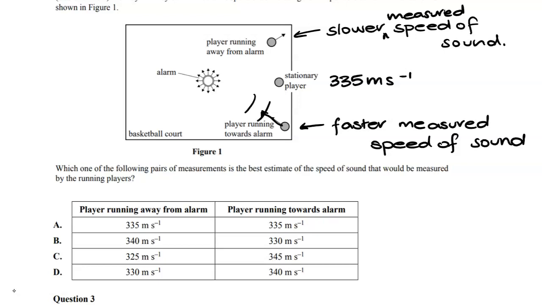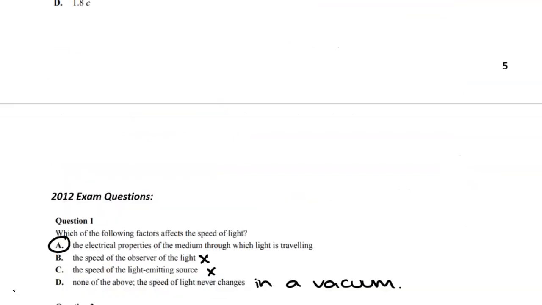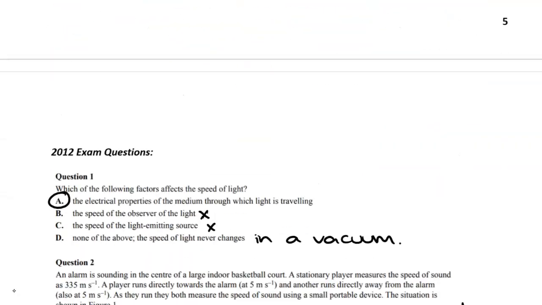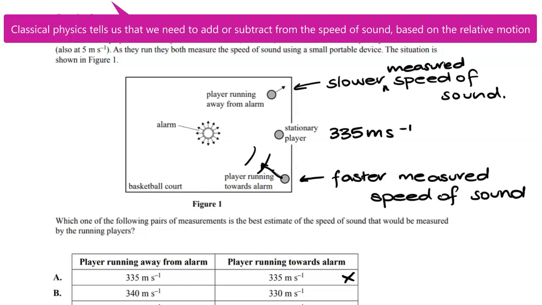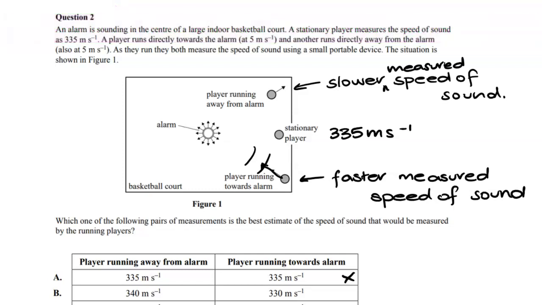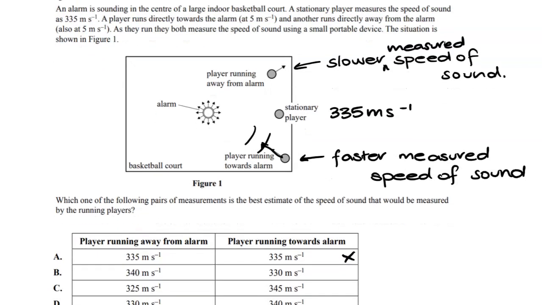Now remember, this question's trying to trick you. Option A is trying to see if you know the difference between light and sound. Like we just looked at in the previous question, the speed of light is the same for all observers, but that's not true for sound. Sound is going to behave how we would expect classically, so that means we're anticipating that relative motion here. So slower speed of sound for the player running away from the alarm, faster for the person running towards.